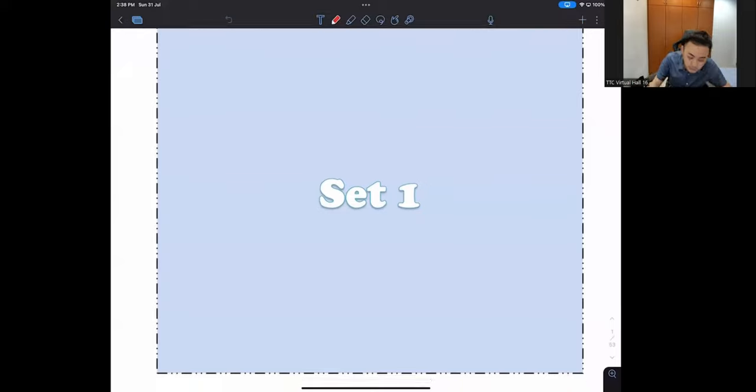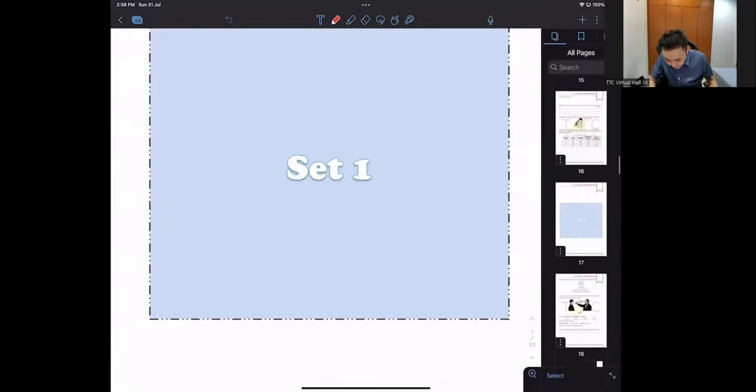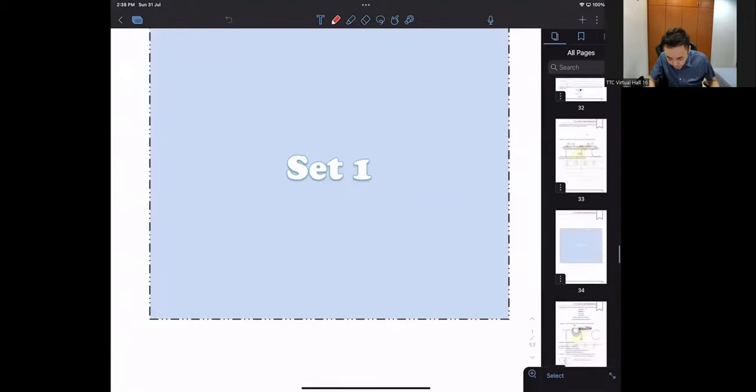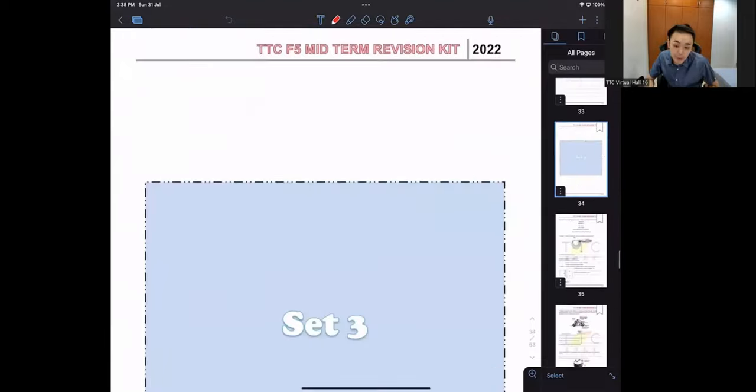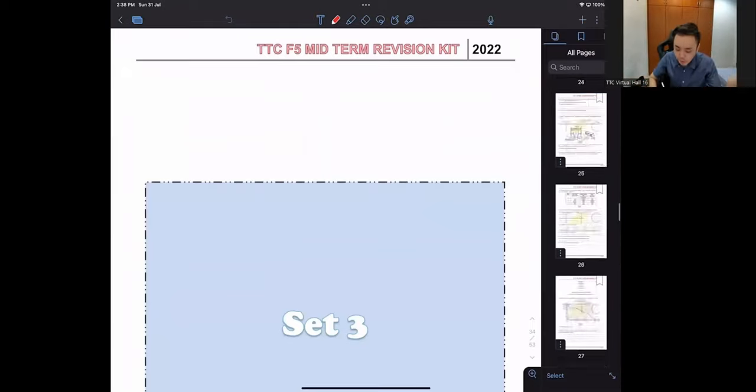Okay, we start with step one first. The goal is to finish a set or two. Mainly, I wanted to do two sets, but logically thinking, chances are you're probably going to finish one set plus another half of set two. In total I prepared three sets for you. Definitely we're not going to be able to finish every single set, but I'll try my best to finish all of them.